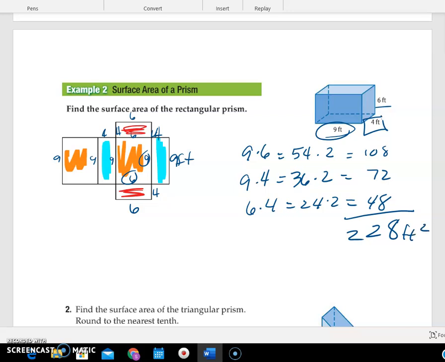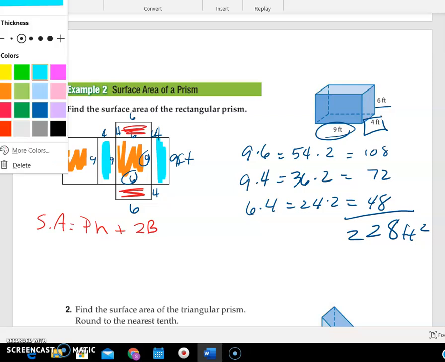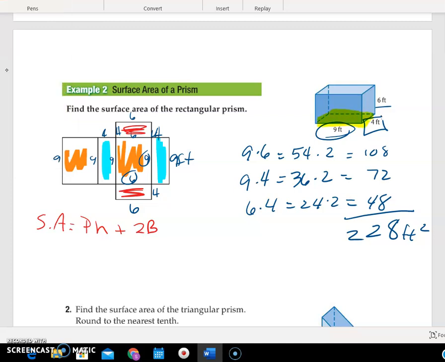Now, if we used our formula, surface area is the perimeter of the base times the height plus 2 times the area of the base. So here's what I would do. My base can really be any side you pick. I'll just let this be my base because I usually think of base being the bottom, but it doesn't have to be. As I work this out, the first thing I want to do is find the perimeter of that base. So we're going to take the distance around that base, which is 9 plus 4 plus 9 plus 4 is 26 feet.